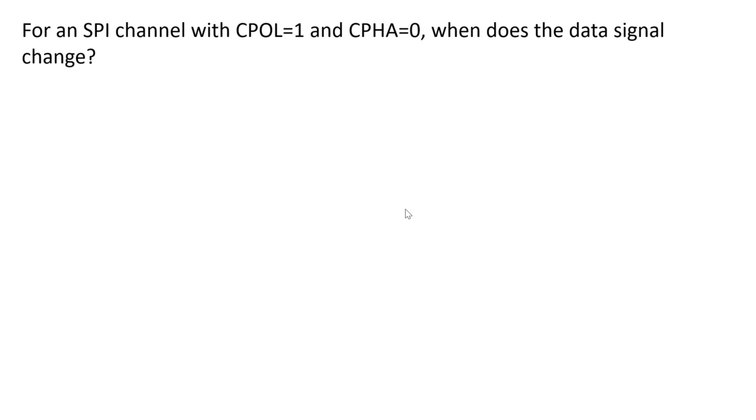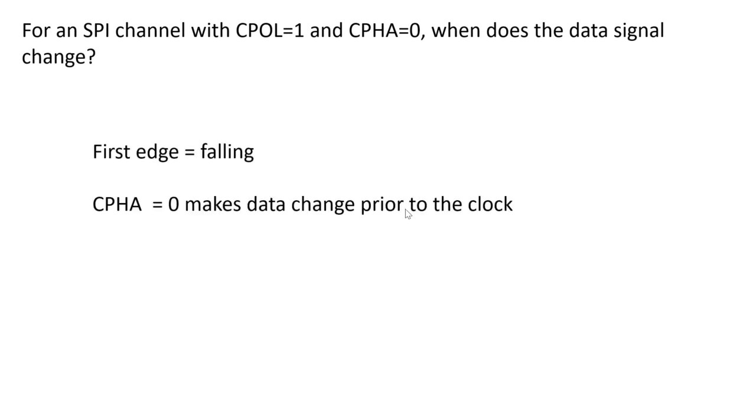For an SPI channel with CPOL equal 1 and CPHA equal 0, when does the data signal change? If CPOL is 1, it means the first edge is falling because the clock is 1 by default. If CPHA is 0, it means the data is ahead of the clock, which means the data will actually change before the clock changes. So the data signal is going to change before the first falling edge of the clock.